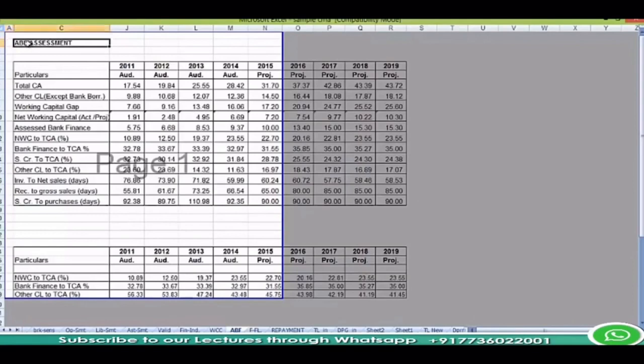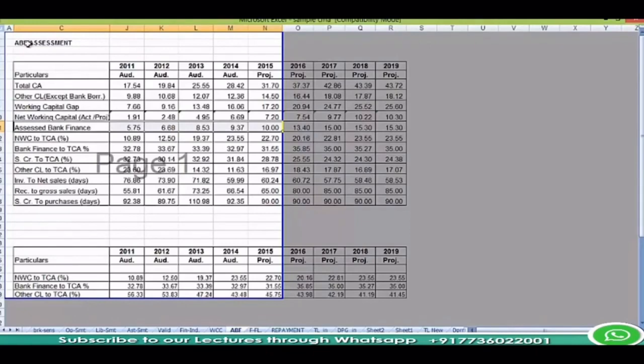This statement would take the information from the balance sheet, and finally it would do various calculations and would tell the bank what could be the assessed bank finance. So what is the eligible working capital finance for this particular customer.